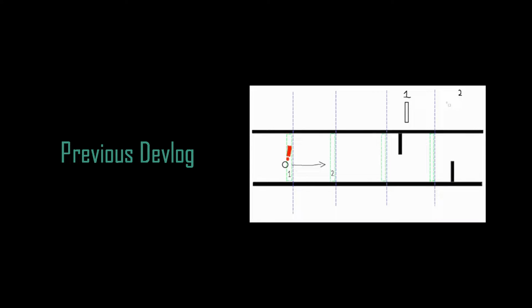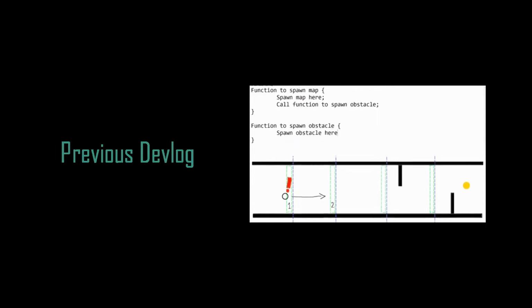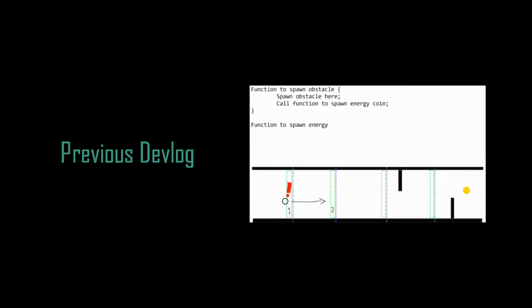Last time I had added some obstacles to spawn, came up with a simple energy system, and made the map generation a little better. Today I'm going to be looking at adding some new obstacles and coming up with some sort of map shifting for my game. So let's get to it.